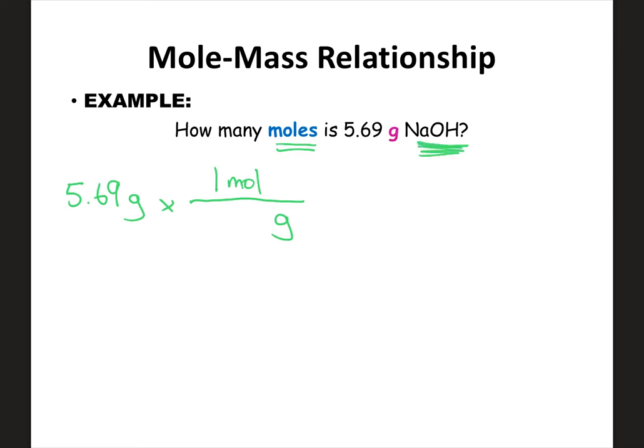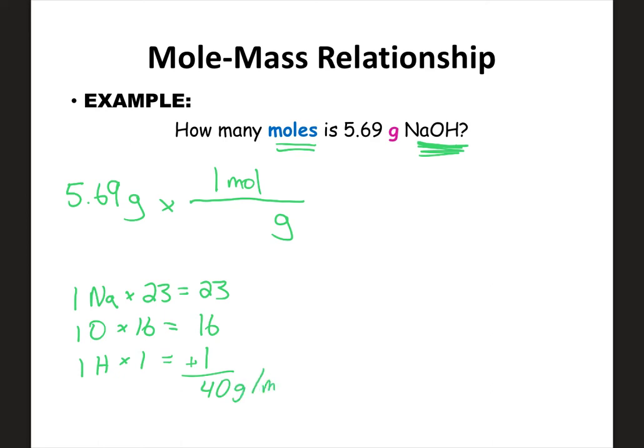Okay, so you can't just look it up on the periodic table. It's a compound. You're going to have to do the actual molar mass calculation here. So you have to show this in your problem. So you have 1 Na times 23 is going to be 23. All right, you have 1 O times 16 is 16. And you have 1 H times 1 is 1. All right, so when we total this all up, we get 40 grams per mole. So there's 40 grams of NaOH for every 1 mole. So now we can write that in here. There's 40 grams for every 1 mole.